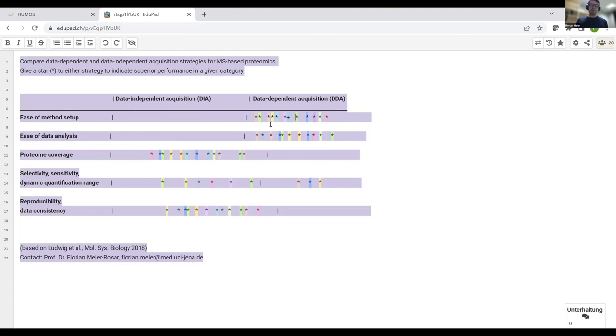And selectivity, sensitivity, dynamic range, as you perfectly visualized here, is more or less the same. So I don't think there is a clear winner on either side. And reproducibility, data consistency, just by the way DIA data is acquired, I think is rather on the side of DIA.